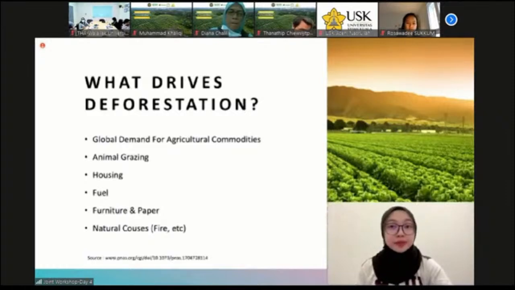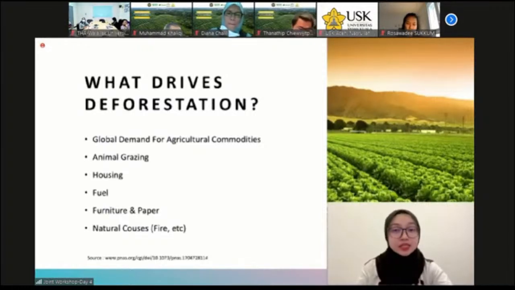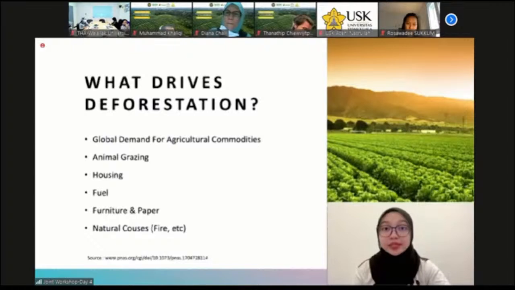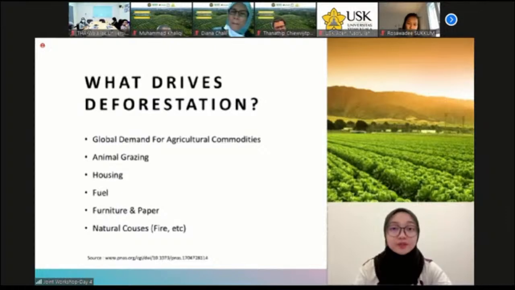Why does deforestation happen? First one, global demand for agricultural commodities. This has been seen both in Kenya and other parts of the world, especially countries that have agriculture as the backbone of their economy. Trees have been cut down to obtain land for cultivation, both in subsistence and cash crops, both by governments and individuals. Animal grazing, housing, with a worldwide increase in population, land to build houses for people to live in is very much required.